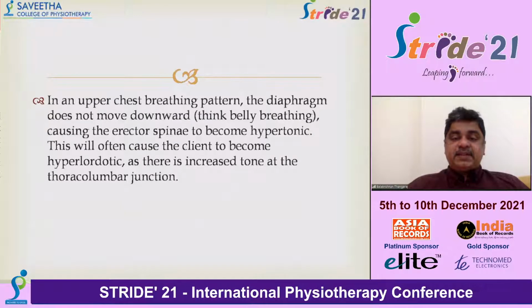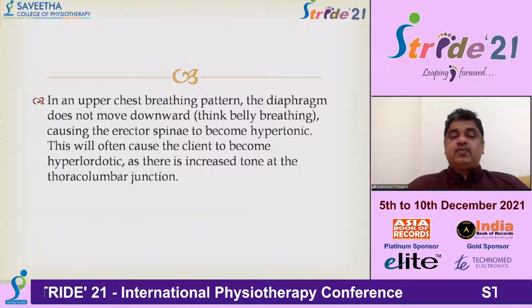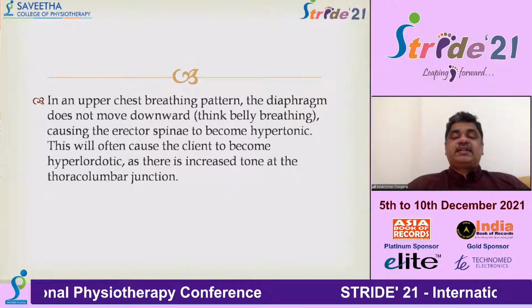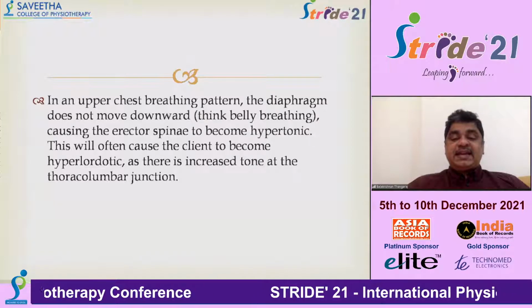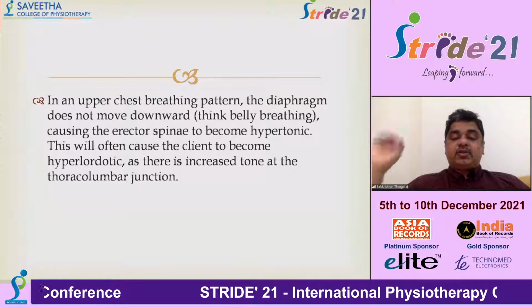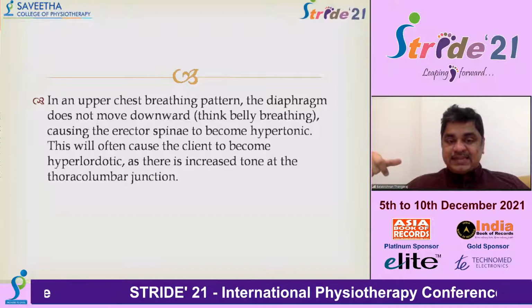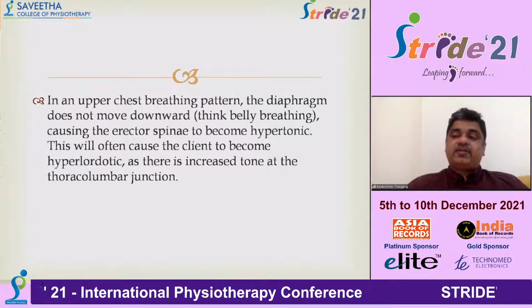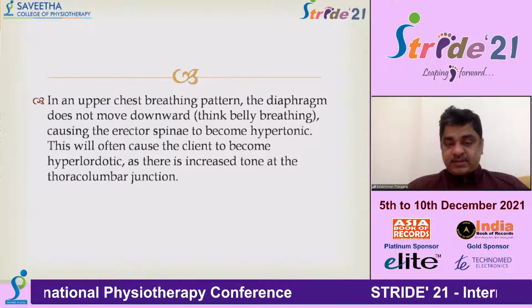In an upper chest breathing pattern, the diaphragm does not move downwards, causing the erector spinae to become hypertonic. This will often cause a client to become hyperlordotic, as there is an increased tone in the thoracolumbar junction. So this is how the whole posture changes, and it affects the whole patterning of your positioning and scapulae.